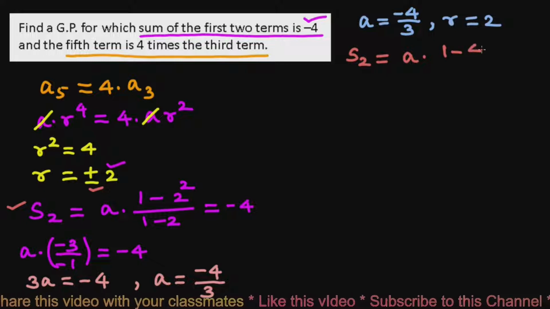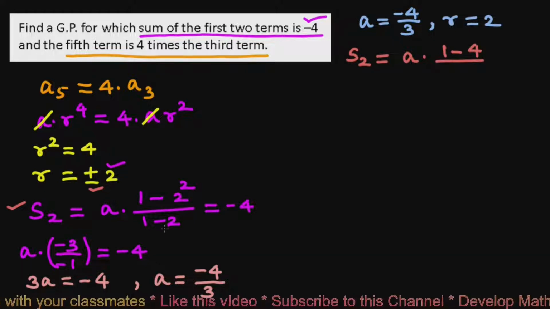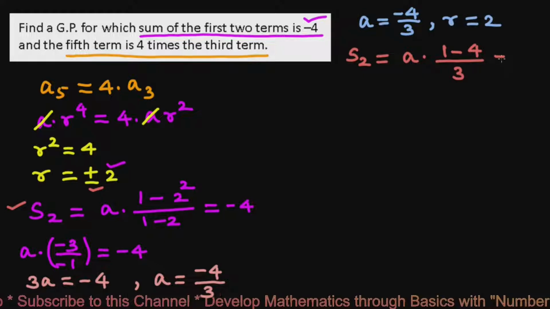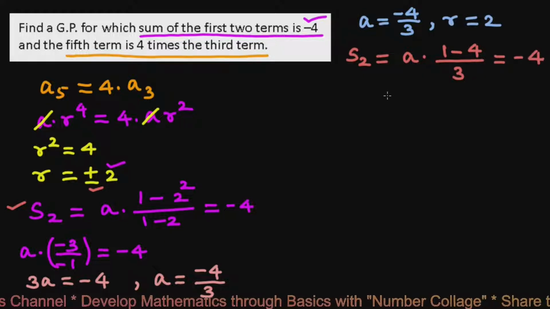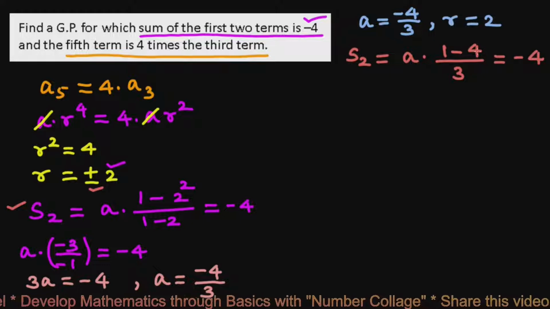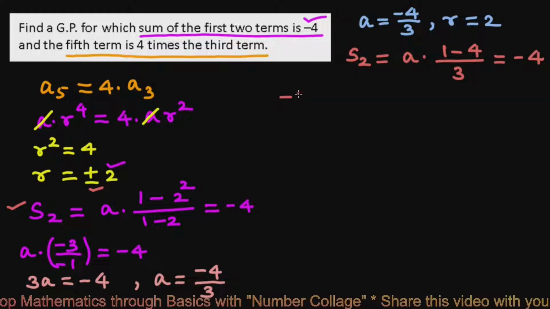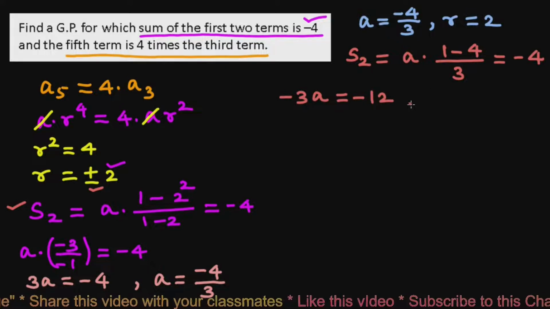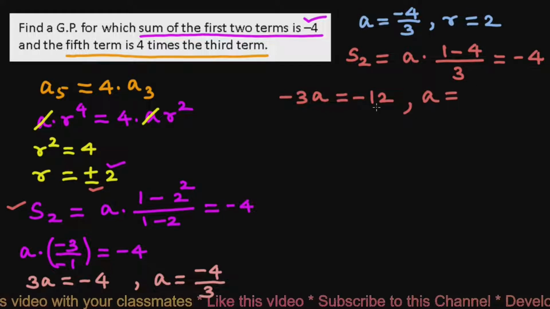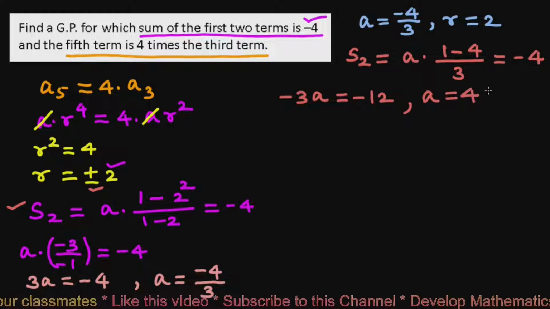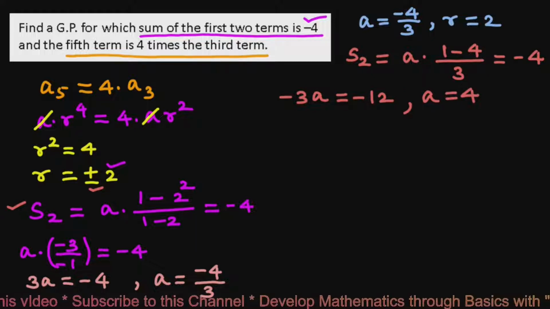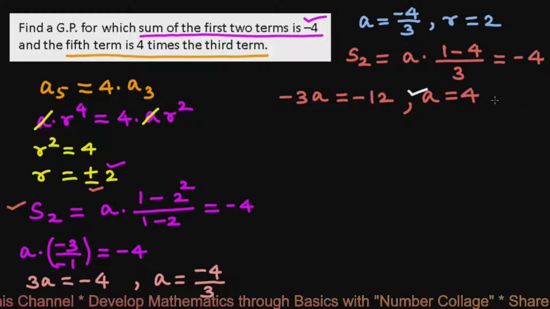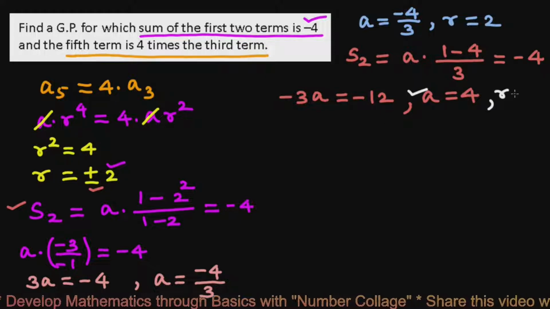Now when r equals minus 2, we write this S2 as a times 1 minus minus 2 square, that will be 4, upon 1 minus minus 2, that will be 1 plus 2, 3. Now this is given to be minus 4. So it will be 1 minus 4, that is minus 3a equals minus 4, or minus 3a equals minus 12. So that will be a equals 12 by 3, 4. So we get another set of values of a and r, that is a equals 4 and r equals minus 2.